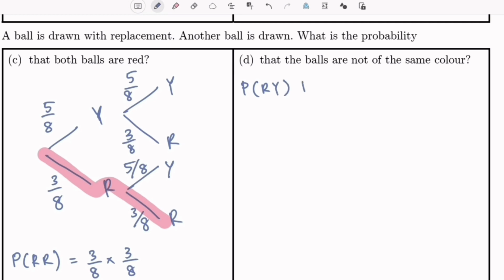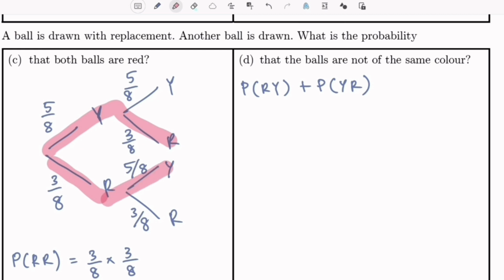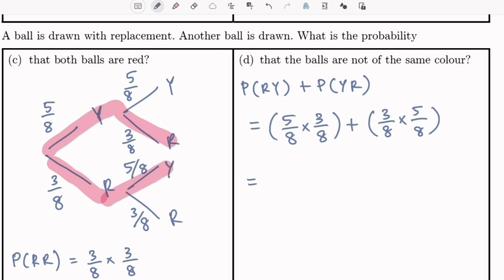PRY plus PYR. Plus means or. So YR or RY. Then we have 5 over 8 times 3 over 8 plus 3 over 8 times 5 over 8. Simplify and you get 15 over 32.